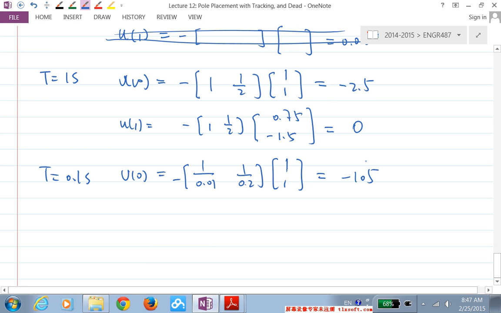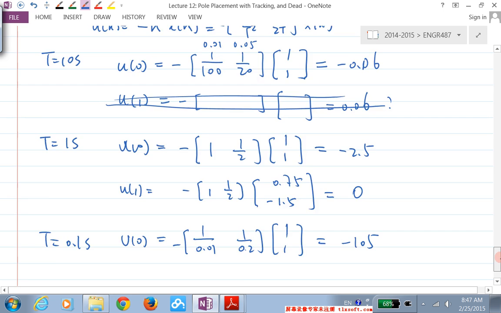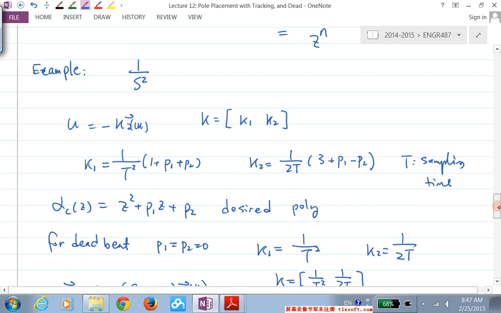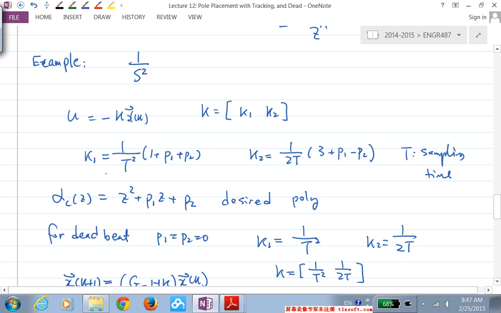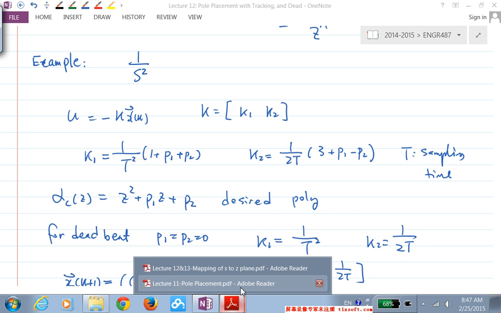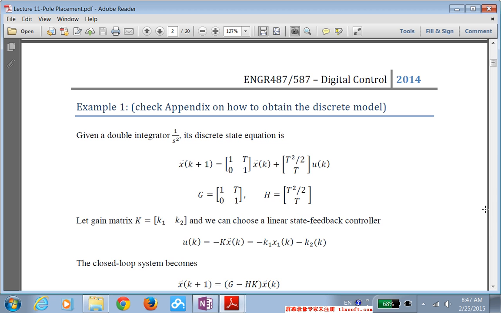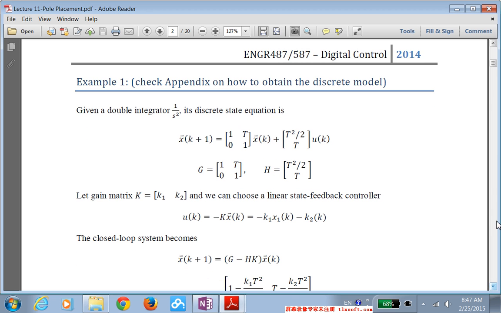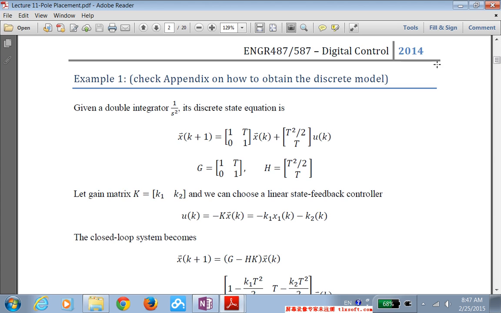Okay, so check this location here. Any questions? Yes, back to the beginning of the example, where did the original equations for K1 and K2 come from? It's the same idea as the derivation of the pole placements. Here, this is a double integrator. This is the discretized result. This is the pole placement formula. So we plug this into the state space model here.